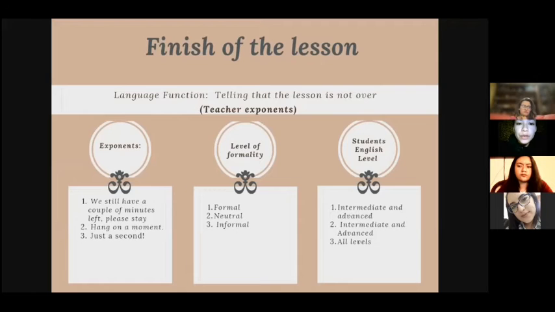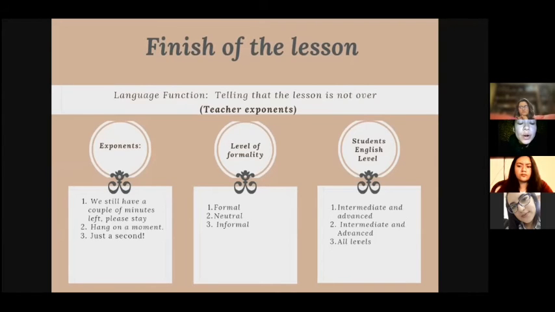Here we have a finish of the lesson stage in which we select telling that the lesson is not over, as a language function, and in this case also these exponents are used by the teacher. The first exponent says, we still have a couple of minutes left, please stay. It has a formal level of formality and it is used for intermediate and advanced students English level.